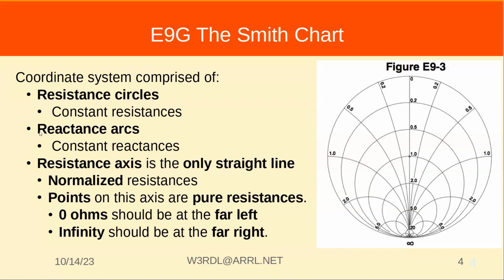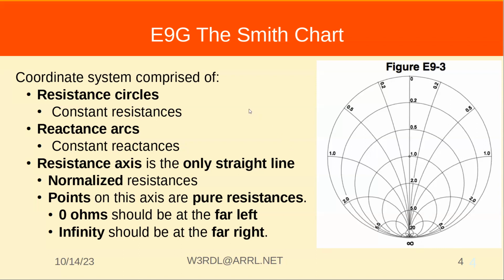Okay, so like they say here, 0 should be on the far left if they showed the stupid thing right. And I did it this way because that's the way it is on the exam. And infinity's on the far right. So those are the basic things. The primary axis, which is resistance, the constant resistance circles, constant reactance arcs. And the outer circle, if you notice, is 0 ohms. That really is unnecessary to put it like that. I have no idea why they did.